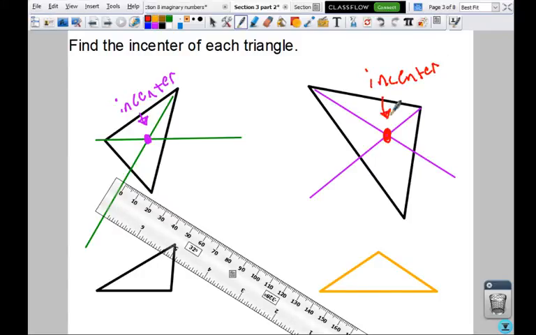All right, so what I want you guys to do is find the in center on this orange triangle in the bottom right. We are just estimating. So we're going to draw two angle bisectors and find where they meet. Angle bisectors cut angles in half. So do your best to estimate. I know it's kind of tough to do, but do your best.